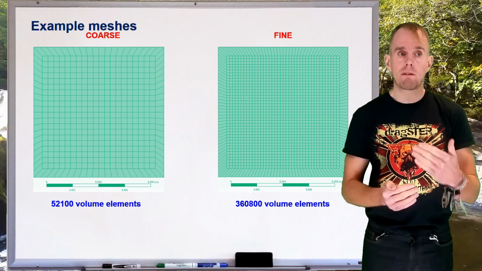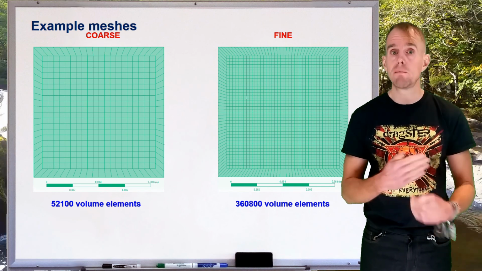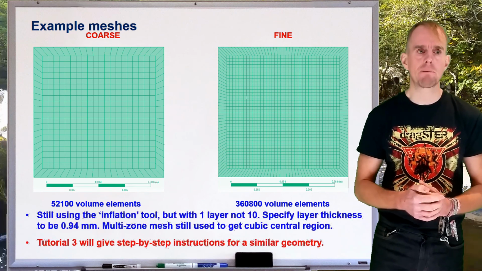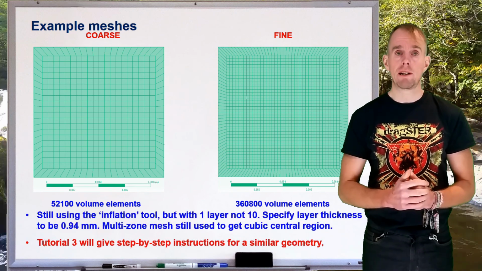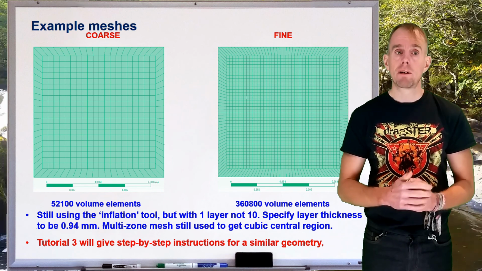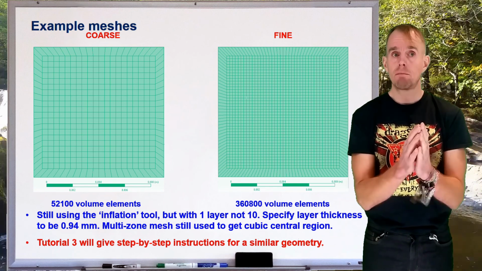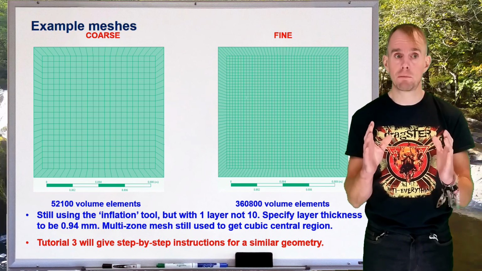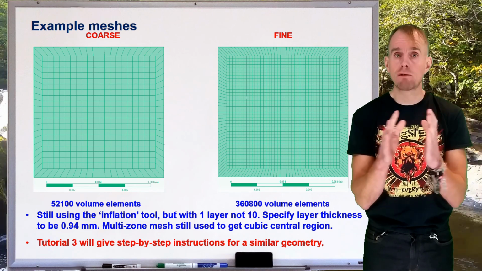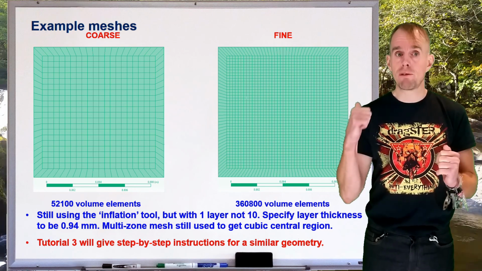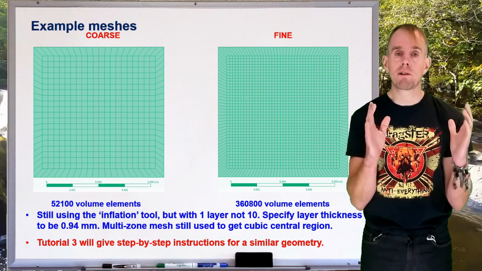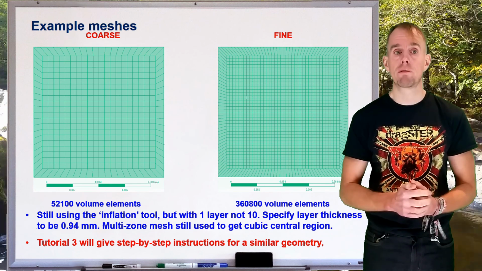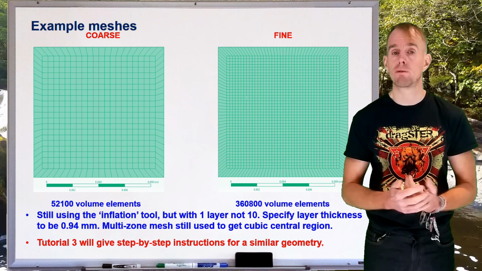So here's another very interesting difference between these two models. You're going to need more memory to run k omega compared to k epsilon. Now, we're still using the inflation tool to create these meshes within ANSYS's meshing tool, but I'm just using one inflation layer rather than 10 inflation layers. I'm also specifying the layer thickness to be twice that we specified before. And so we can still use these boundary layer creation tools to create these very, very coarse wall cells as opposed to the very, very fine wall cells. It's just a nice convenient way of doing it. And again, tutorial 3 will give step-by-step instructions for something that looks very, very similar to this.